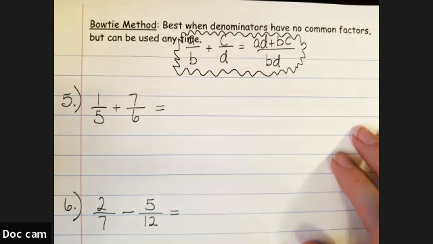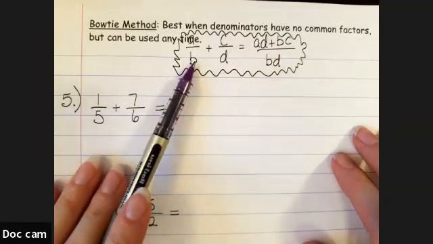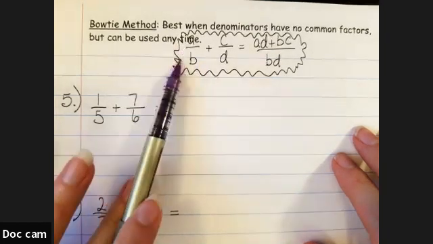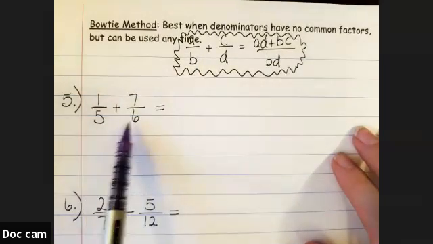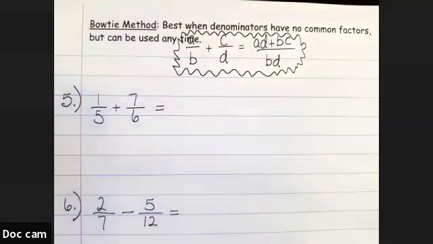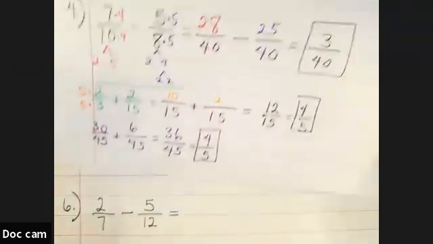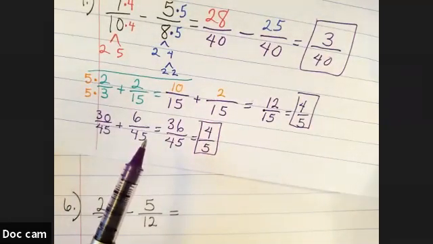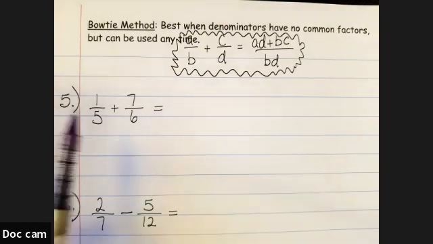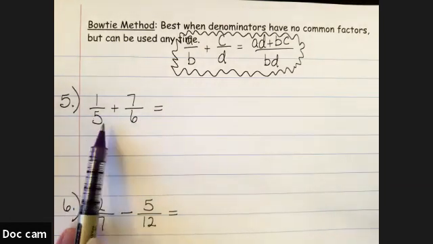So you can use this method for any adding and subtracting of fractions, but I think it works the best whenever your denominators don't have any common factors. So if you use this whenever your denominators do have common factors, then that makes it kind of similar to that last one that we did, where you're just going to have to do more reducing at the end. So it's up to you, whichever method that you like. But I really like this one, especially when the denominators don't have any common factors.